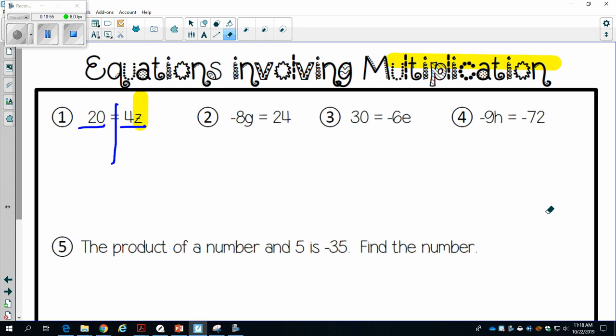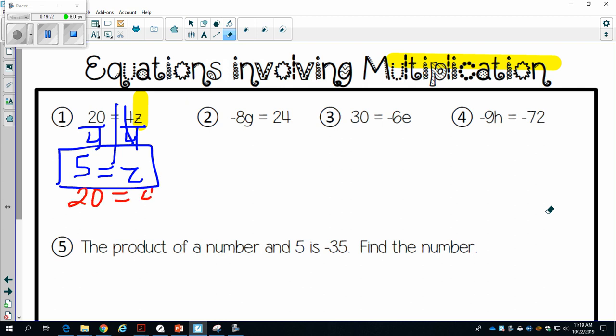So I have 20 equals 4z. To undo 4 times z, I'm going to divide both sides by 4. When I divide 4z by 4, I get just simply z. And when I divide 20 by 4, I get 5. So my answer for this equation is going to be 5. I can put this into my original equation, and I get 20 is equal to 4 times 5. We're going to check to see if that's true. Yep, 20 is equal to 20, so it checks.